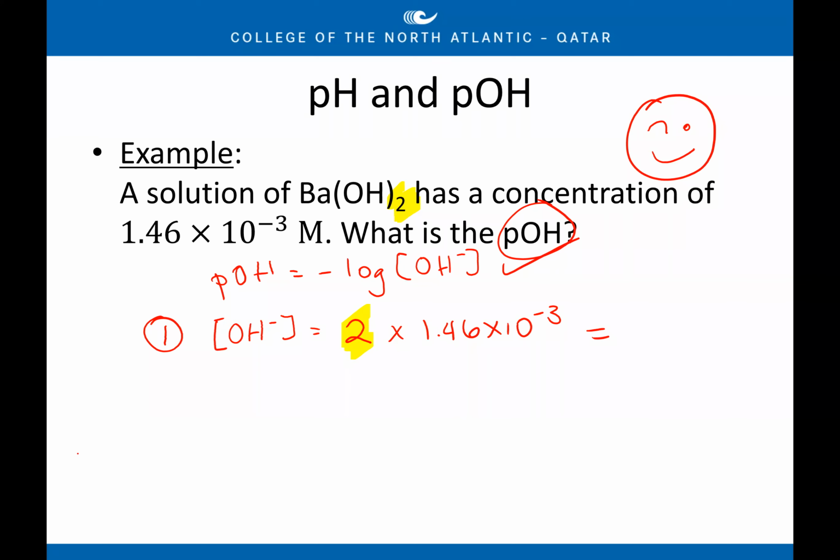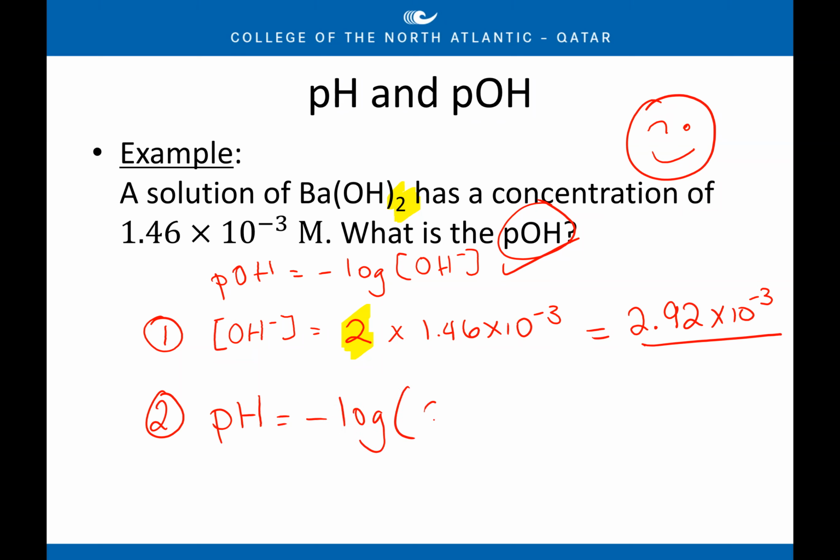1.46. Sorry. I always talk to myself when I put my numbers in like a crazy person. Okay. So you would get 2.92 times 10 to the minus 3 when I multiply that by 2. That's step 1. Step 2, same as always, pOH is negative log of this number. Okay, so here we go. Negative log 2.92 exponent negative 3.